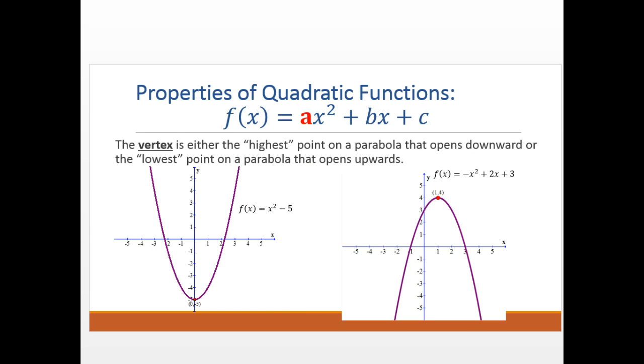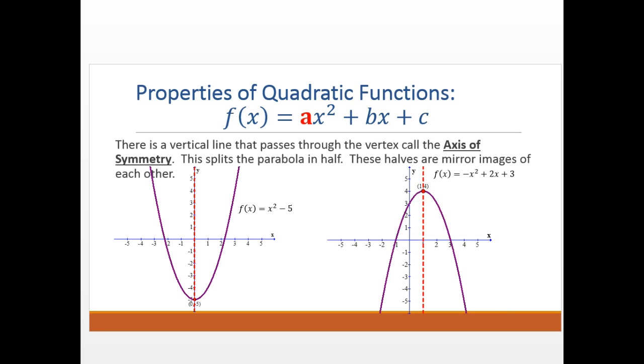The vertex of a parabola is either the highest point if the parabola opens downward or the lowest point if the parabola opens upward. We look at our two examples. Our f of x equals x squared minus 5. The vertex is the very lowest point on the parabola. In this case, it's 0, negative 5. In our second example, we have f of x equals negative x squared plus 2x plus 3. Therefore, we know this parabola faces downward, and so the vertex is the very highest point.